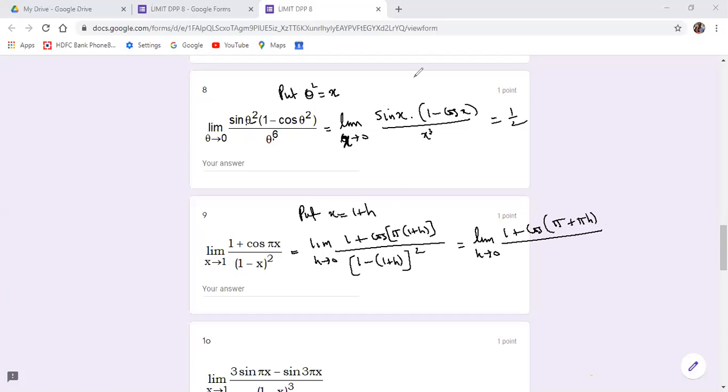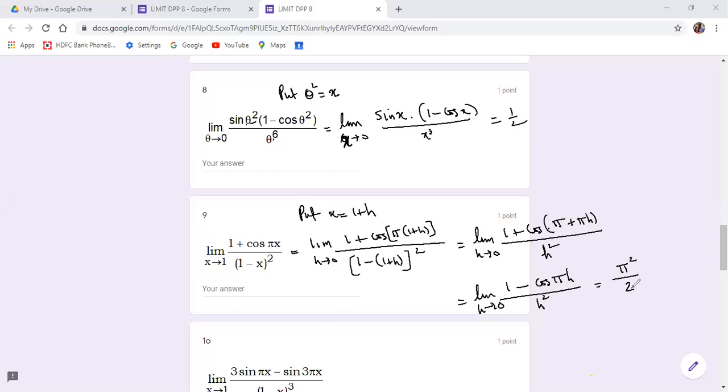This is one of the places where you have a problem. Students will forget to open this bracket. So this becomes h square, with h tending to 0. We get 1 plus cos of 180 plus theta, which is minus cos, so 1 minus cos pi h upon h square. So it is 2 sine square pi h by 2. But my answer is pi square by 2, the coefficient. Pi square by 2.